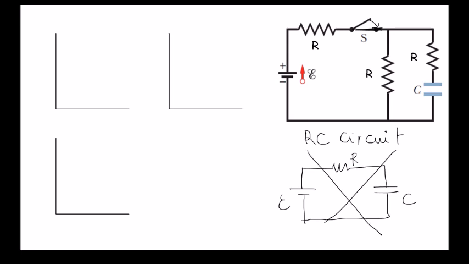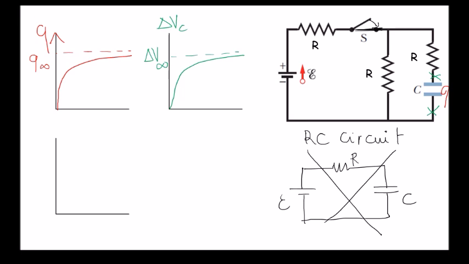So what can I do in this situation? If I close the switch, I will charge a capacitor. And we know that the charge of this capacitor, if I call it Q, will increase in an exponential fashion until reaching Q infinity. The difference in potential across the capacitor, call it delta VC, increases in the same fashion, until delta V infinity.